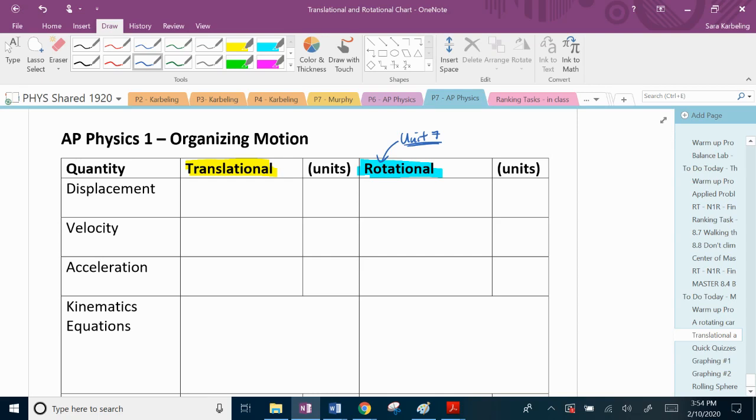Okay, so let's start with the stuff we know. You know what displacement is, right? What letter do we use to mark displacement usually? X or delta X maybe, depending on, right? Position is X, and so displacement is change in position. What units do we use to measure it? Not feet, not nanocentimeters. Base unit is the meter, right?